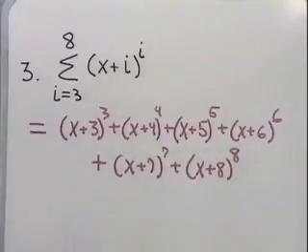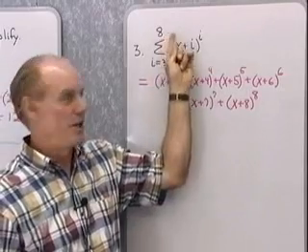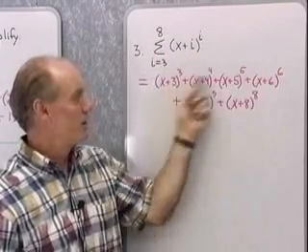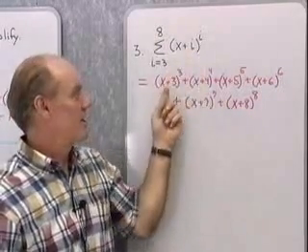8th power, and that's when I stop because I want my summation to go from i equals 3 up to and including 8. So it's 3, 4, 5, 6, 7, 8. And notice that the only thing that changed in the formula each time was the i's. So that x stayed the same in each case.